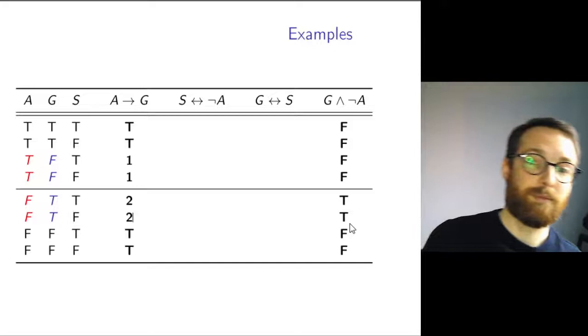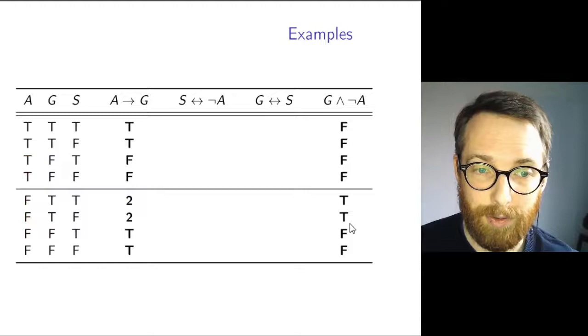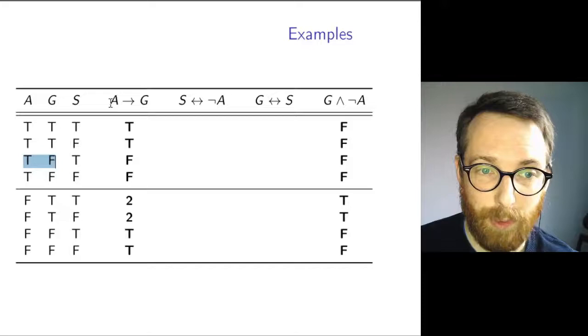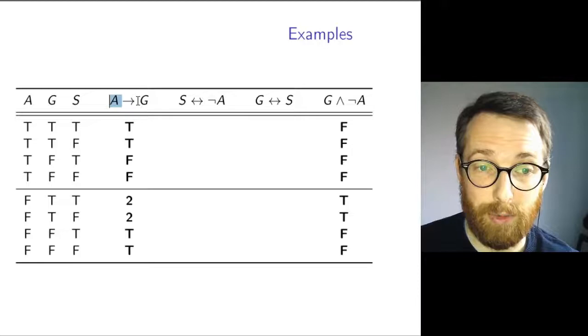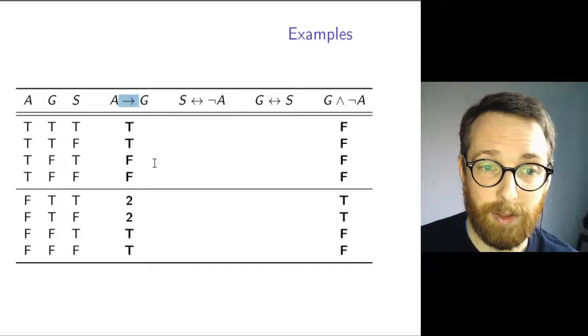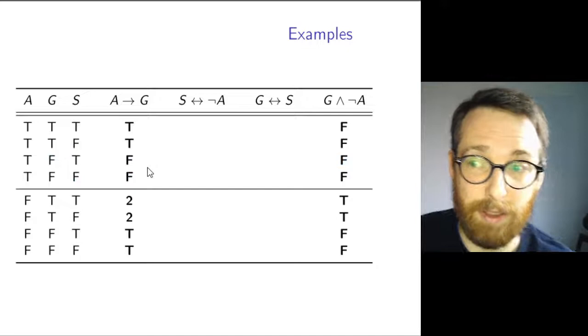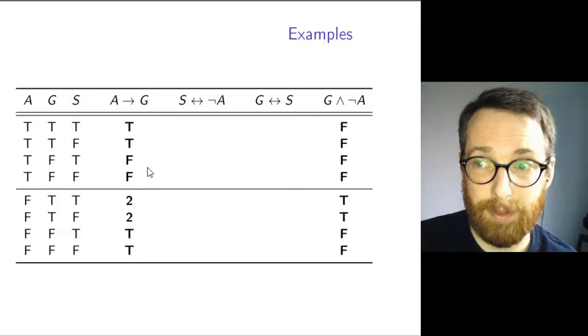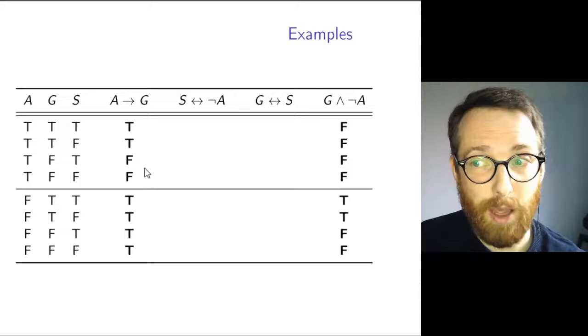Let's see what answer I think it is. So in lines 3 and 4, we get false. Remember, true arrow false: when A is true and G is false, the antecedent of our conditional is true, the consequent is false. That is the one way to make an arrow sentence false. So lines 3 and 4 are false because A is true, G is false. A is our antecedent, G is our consequent in this conditional. On the other hand, the lines I've marked 2, lines 5 and 6, those are going to be true.